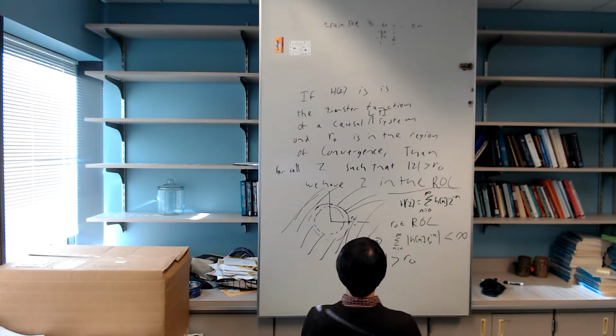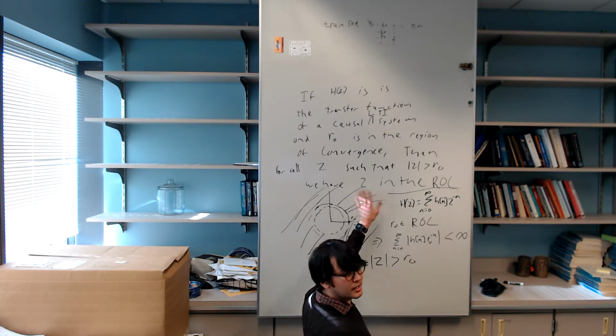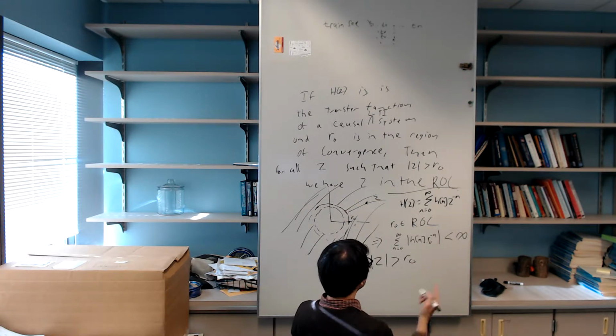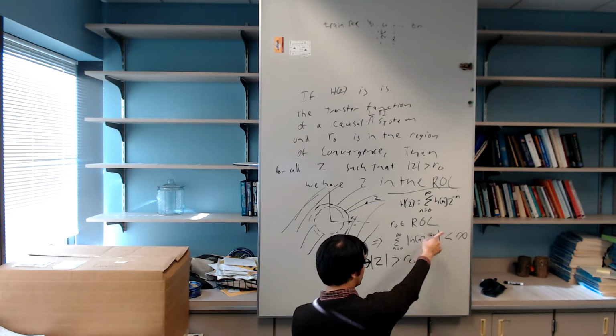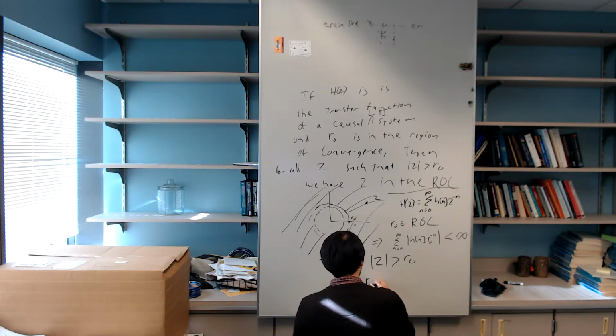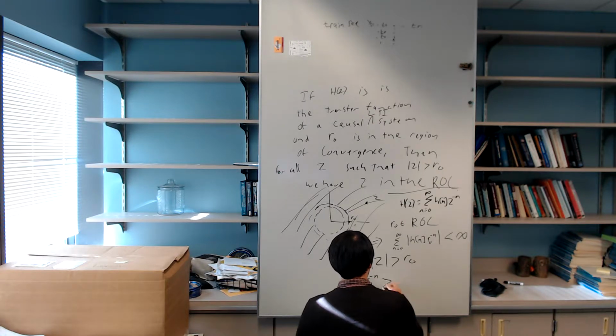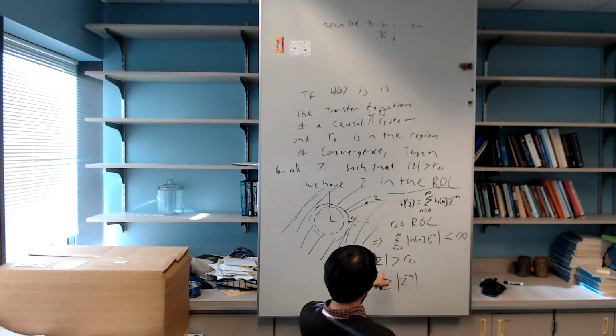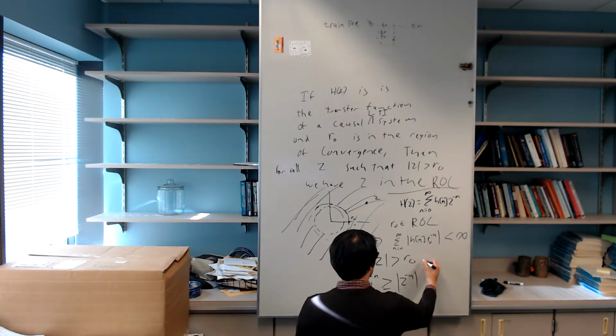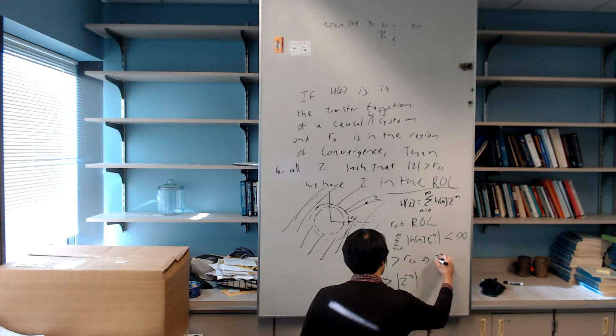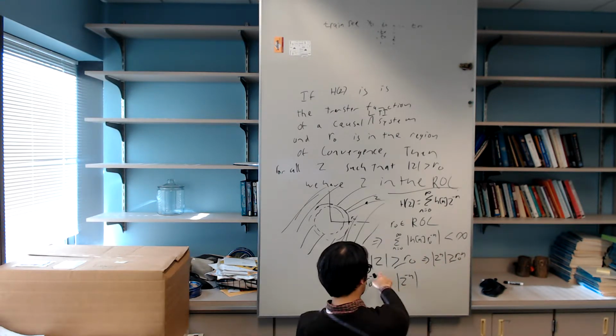R naught, so any z out in here, we must have, by just doing a tiniest bit of rearrangement, R naught to the n greater than or equal to z to the n. Right? Because all this is doing, we can just raise this to the n. This thing tells us that z to the n is greater than R naught to the n. So anything out in here, then we've got that.